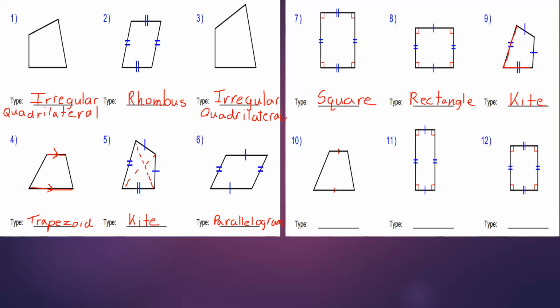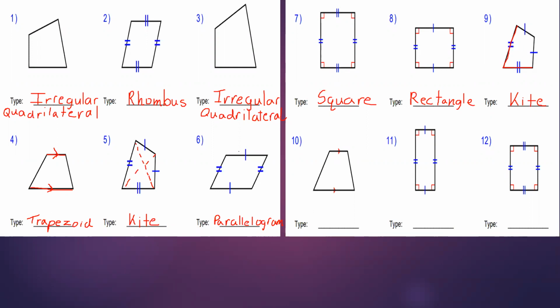Okay, so what do we know about these two lines? Are they equal or not equal? The ones I have highlighted in red. They're equal. Very good. And what do we know about the ones on top? The other side is equal to that side, but they're not equal to that side. Exactly. Very good. So that's a kite for sure.